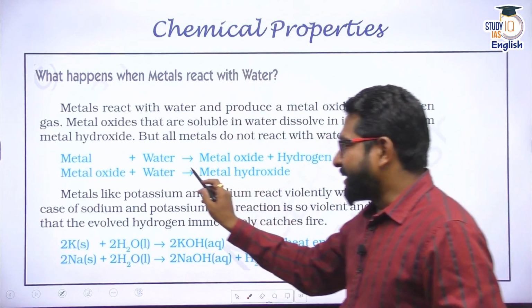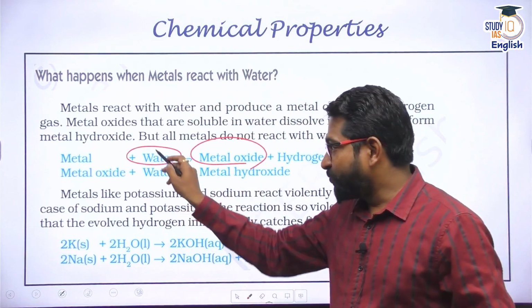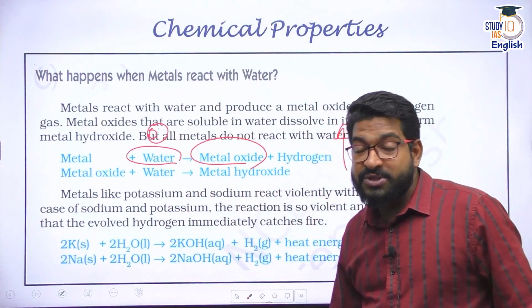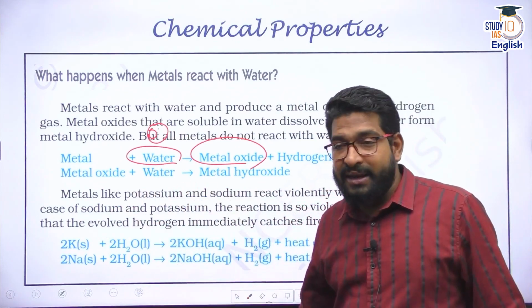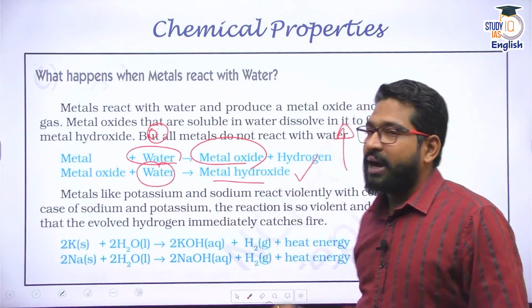So what happens when a metal reacts with water? It first forms metal oxide, because water also has oxygen, and it releases hydrogen gas. How do we sense this hydrogen gas? We simply burn it. A pop sound comes out. Then this metal oxide further reacts with water to give you metal hydroxide.